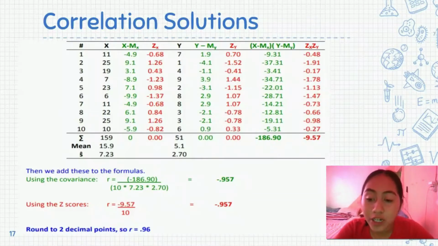And then using the z-score formula, this is the formula that we used. Correlation r equals negative 9.57 over 10, the number of participants. So the answer will be the same, negative 0.957. So we are going to round the answer to two decimal places. So the correlation will be negative 0.96.